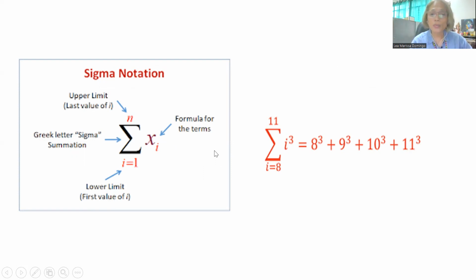Okay? So for example, here the summation of i cubed when i is equal to 8 up to 11. So substitute lang. i is equal to 8. So 8 raised to the third power plus 9 raised to the third power plus 10 raised to the third power until 11. So that's the upper limit, 11 raised to the third power. Okay, so that's how we interpret summation notation.